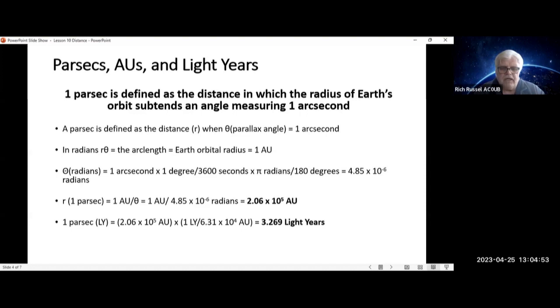1 parsec in light years is you take the 2.06 times 10 to the 5th AU and you put a conversion factor of 1 light year over 6.31 times 10 to the 4th AU. So 1 parsec is equal to 3.269 light years.